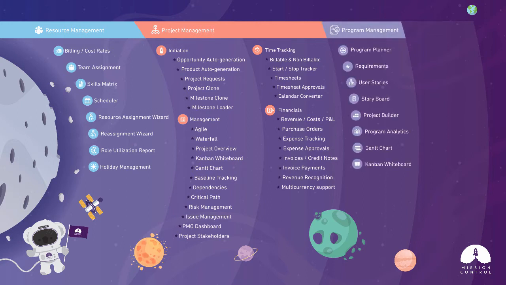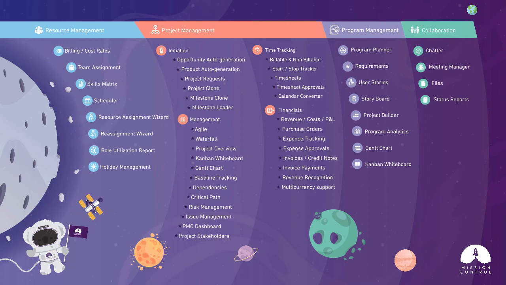So then sitting above the project, we have the program layer. From a program management perspective, we have the program planner. This is a feature that lets you build out a long-term roadmap of requirements and user stories that are going to be delivered across a series of projects. Those requirements and user stories can be managed in a backlog and allocated to specific projects. You can also use the storyboard to map out the journey of those user stories. And then using the project builder, you can convert those requirements and user stories into deliverable actions on the project.